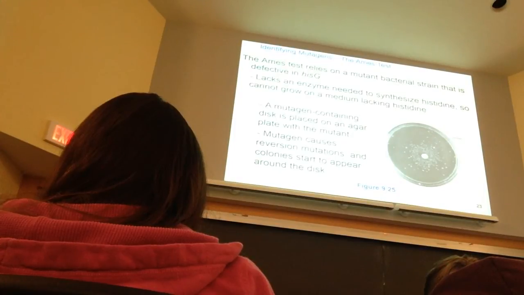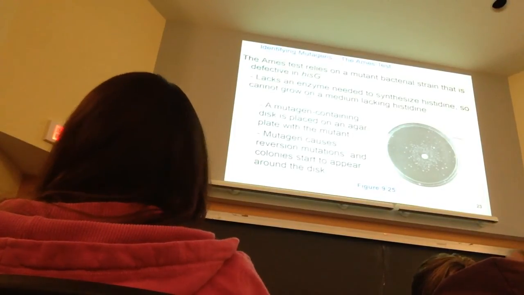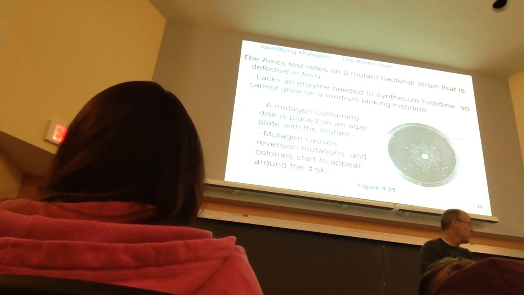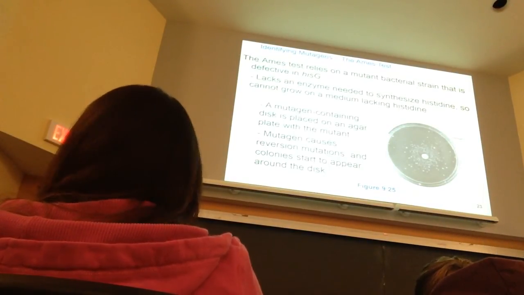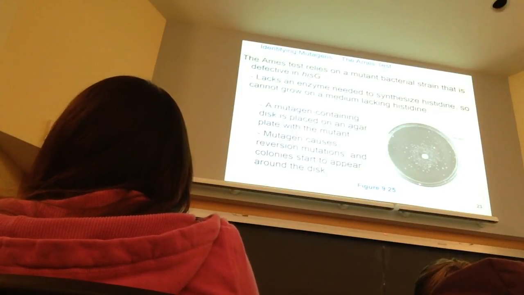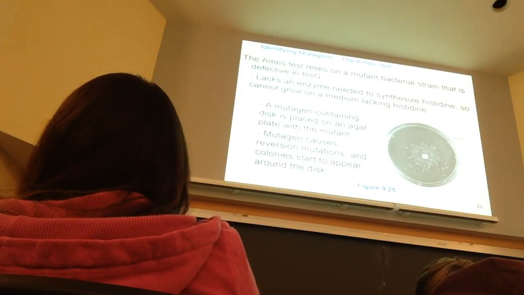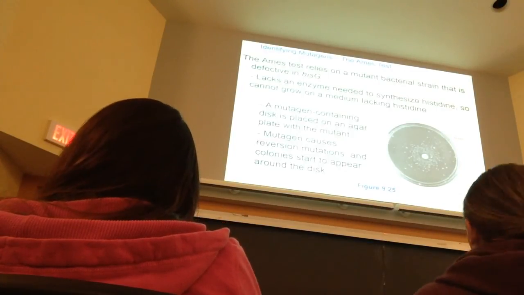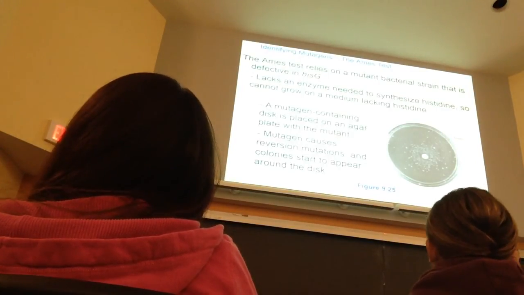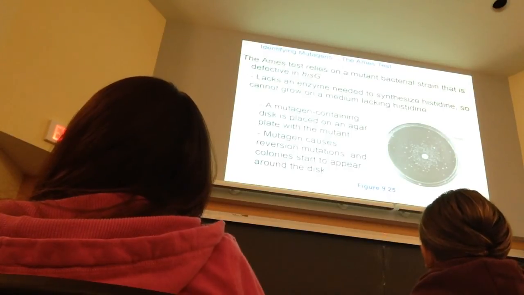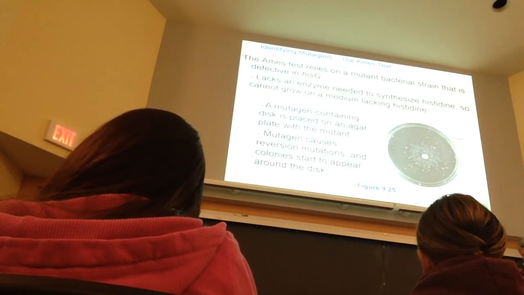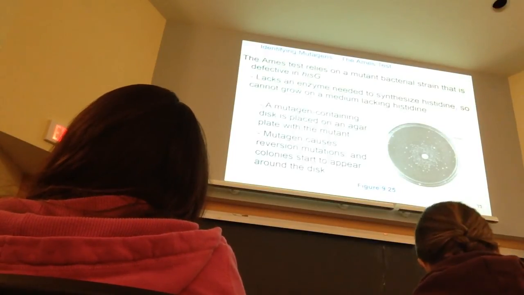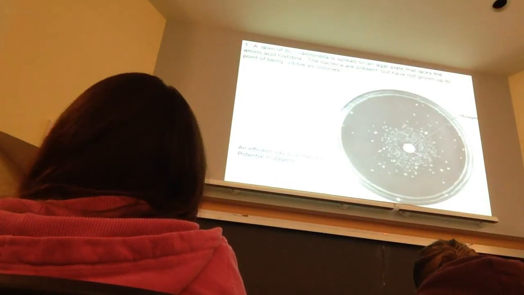And so the positive for a mutagenic chemical is actually the appearance of all of these colonies around this disc. And so that's kind of the ironic result: the mutation allows the organism to grow, and the more it grows, the more potent of a mutagen it is. So we'll take one more look at that plate.